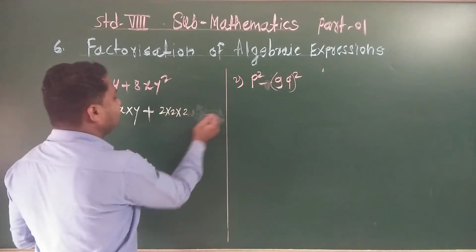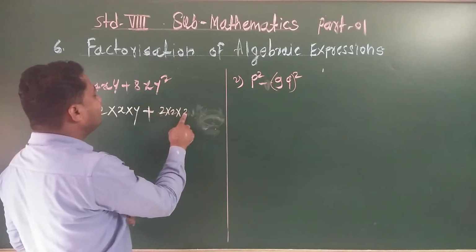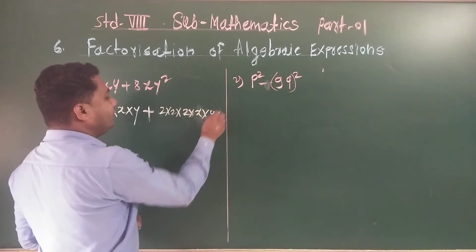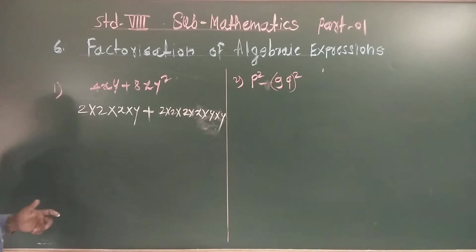So that is 2 into 2 is 4, 4 into 2 is 8. So that is 2 into 2 into 2, that is a factor of 8 into x into y into y. So y square is y into y. Okay. Now see.